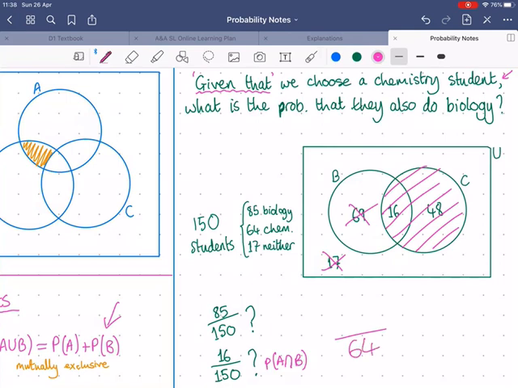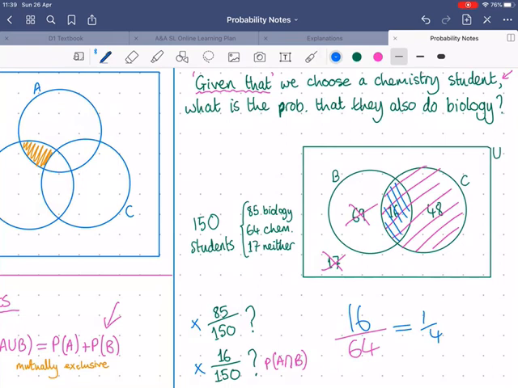Okay, so we are no longer out of 150, we are going to be looking at a probability out of 64. Okay, and which students do we want? Well, we don't want all 85 biology students. Now we are looking at picking just one of these 16 students, because those are the ones that also study chemistry. Okay, so we end up with 16 out of 64, which would simplify to 1/4. Okay, obviously not equal to 85 out of 150 or 16 out of 150.